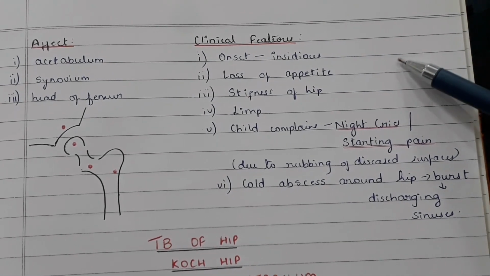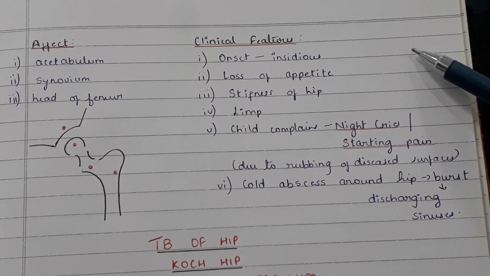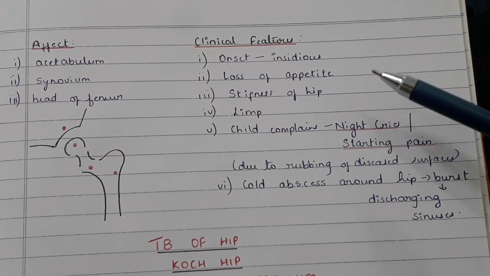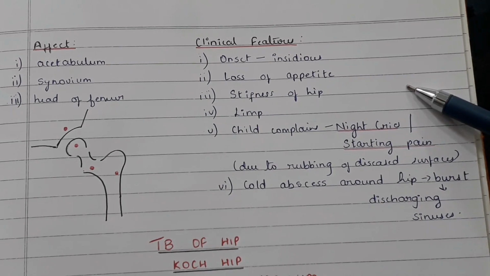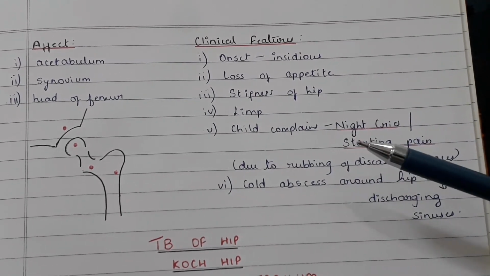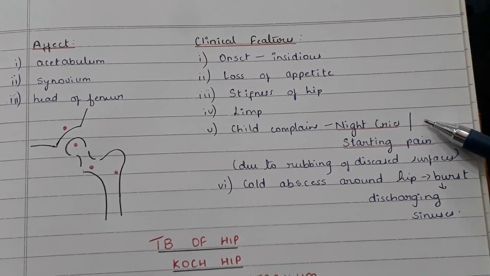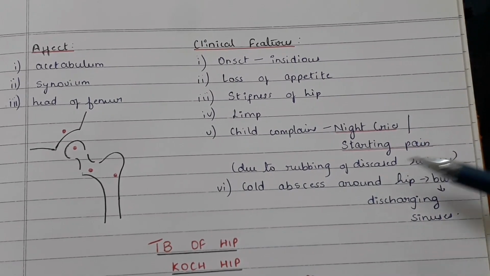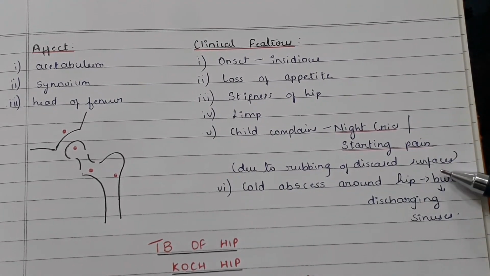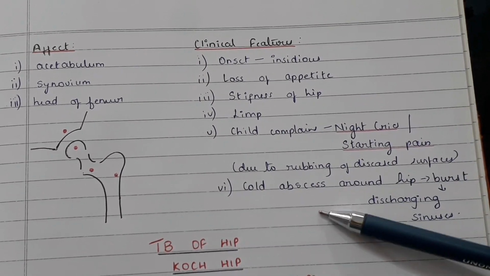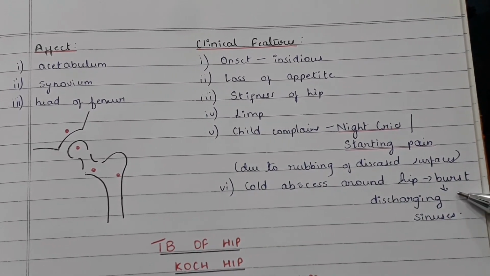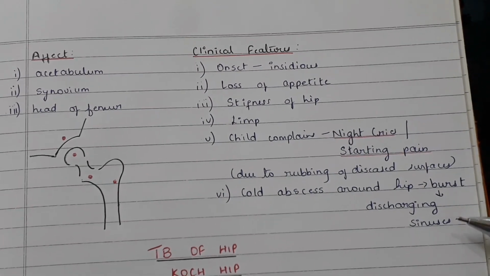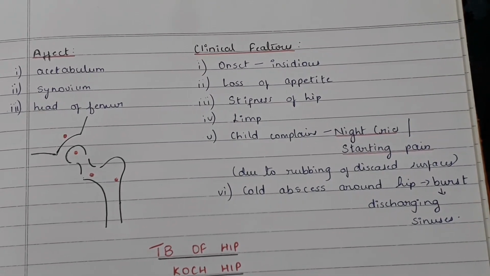Clinical features: the onset is insidious. There is loss of appetite. Stiffness of the hip is seen. Limping. The child complains of night cries, also called starting pain, due to rubbing of the diseased surfaces. A cold abscess is present around the hip joint, which might burst open to produce discharging sinuses.